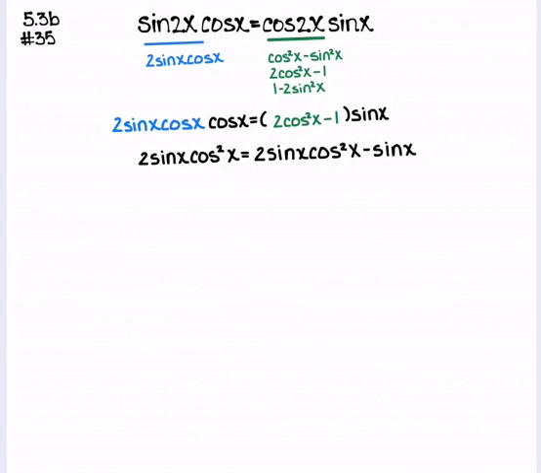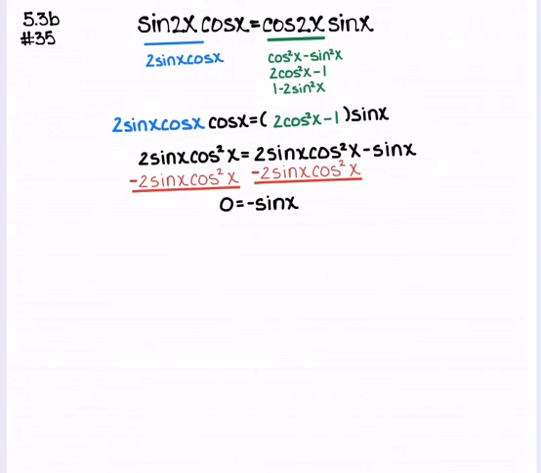Next, I will move all the terms to the same side. When I subtract 2 sine x cosine squared x, those terms drop out of both sides. The only thing remaining is negative sine x. I would like a positive coefficient, so I divide both sides by negative 1. To solve 0 equals sine x, go to the unit circle and find the angle measures where the y-coordinate is equal to 0. This happens at two angle measures, x equals 0 and x equals pi.